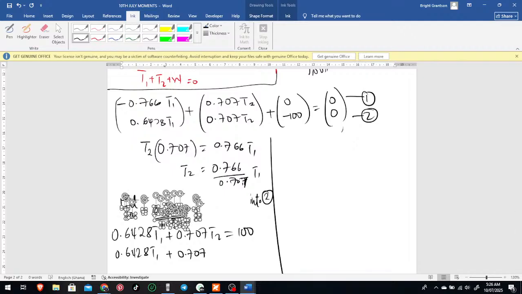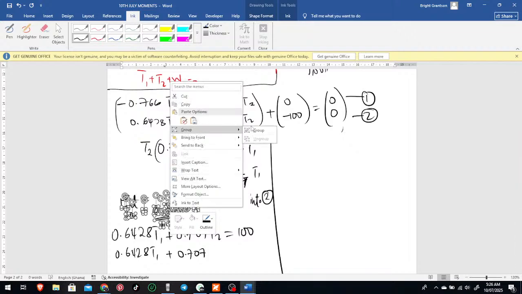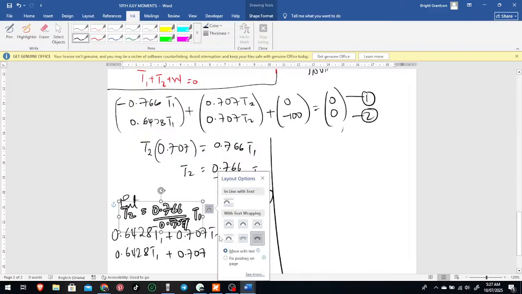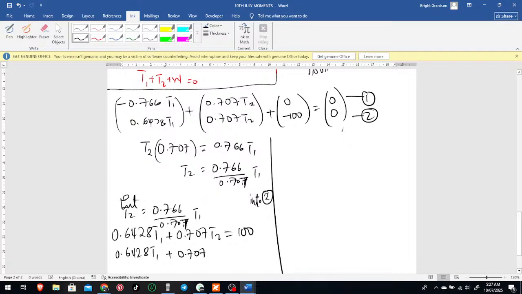I want to group them together. Yeah, but the T2, the answer is 1.0834. No. It's this. I wanted to cancel out this thing. Oh, okay. So I want to leave it like that. So I see when you use elimination, it's very easy. It's true.